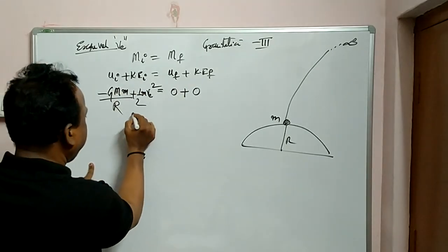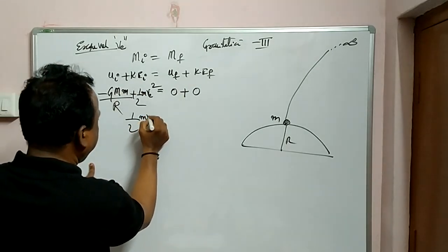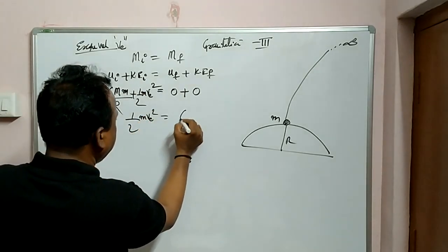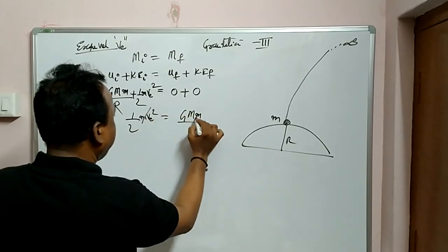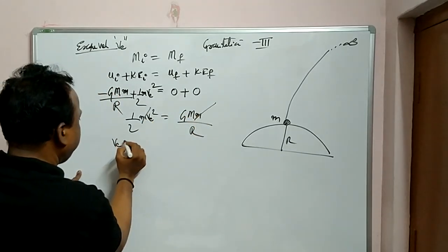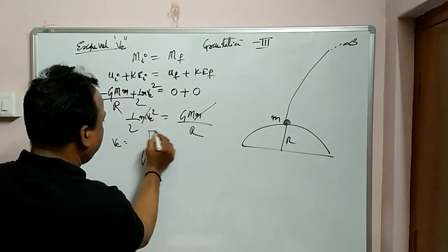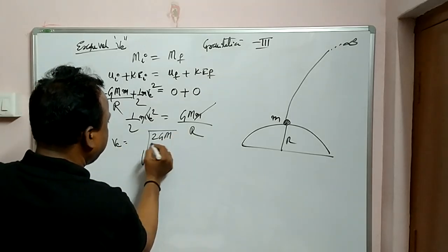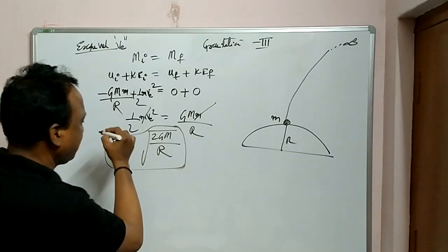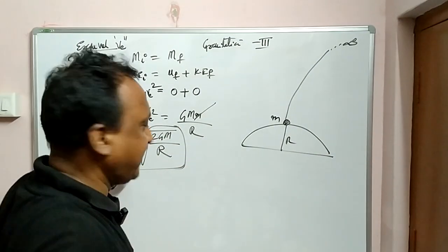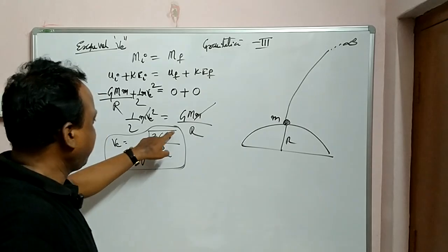Therefore, half m v square is equal to g m by r. M gets cancelled, and what is ve? ve is root over 2gm by r. This formula is always right. Escape velocity ve is root 2gm by r.